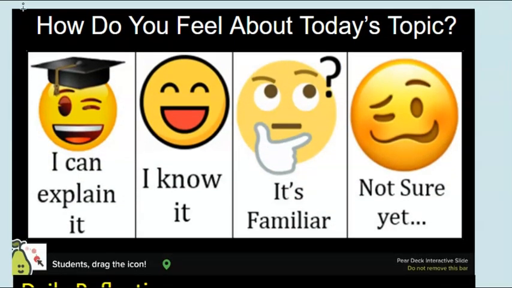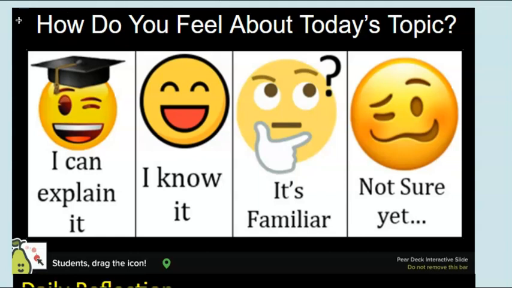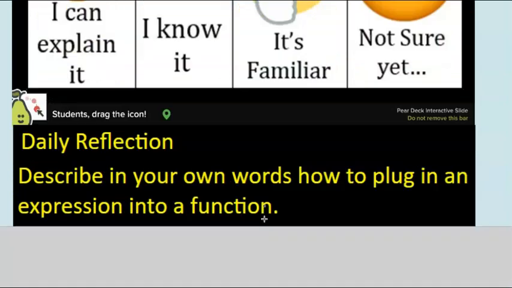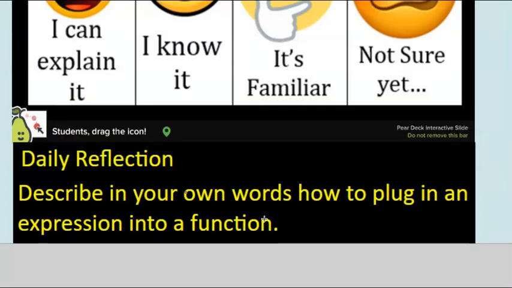So how do you feel about this topic? Can you explain it to others? Do you know it? Is it becoming more and more familiar, or you're not sure where to start yet? Drag the icon on how you feel about it. And then on the last slide, describe in your own words how to plug in an expression into a function. Be sure to include and emphasize the need for parentheses when plugging these in.